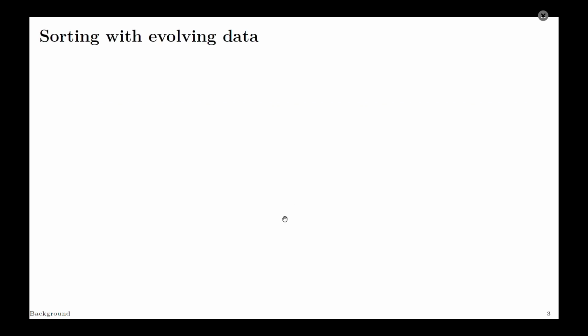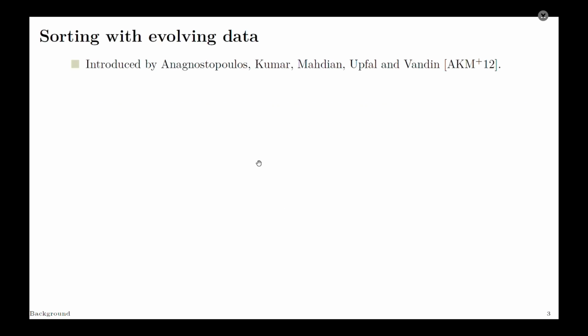So I will start with some background on the evolving data model. This model was introduced by Anagnostopoulos, Kumar, Mahdian, Upfal, and Vandin in 2012. It says that as the sorting algorithm is executing, the input is evolving or changing. It differs from the dynamic algorithm setting, where the algorithm gets notified about which elements are evolving or changing.